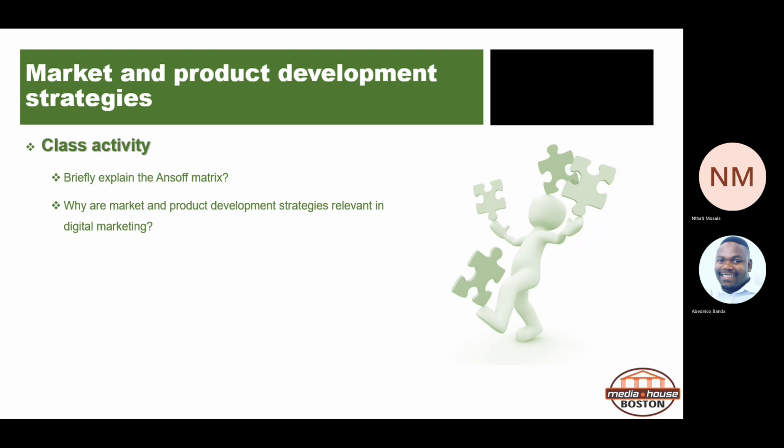So can you briefly explain the ENSOF matrix if you can still remember it? I think the only thing I remember is there's market development there. There's market penetration for new markets and all markets. I can't remember the other two components. Okay. All right, we are going to talk about that.